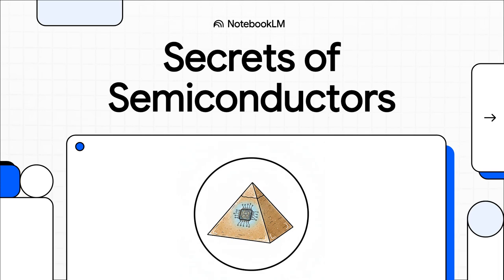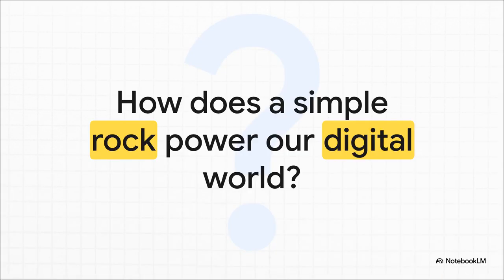All right, today we're going to go on a pretty wild journey. We're starting with something you'd find on any beach, a grain of sand, and ending up inside the supercomputers that power our entire world. We're going to unlock the secrets of semiconductors, those tiny, incredible engines behind basically all of our modern technology. So it all really comes down to this one kind of mind-blowing question.